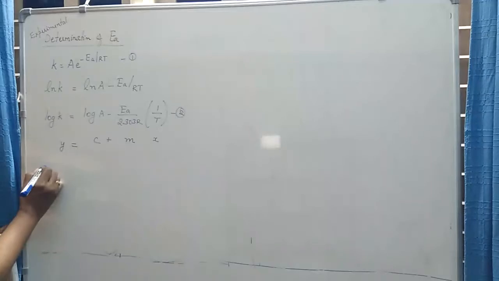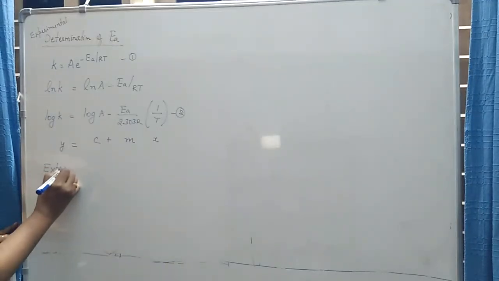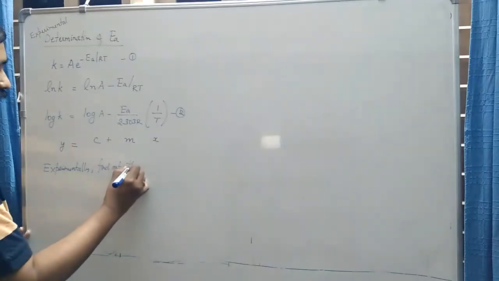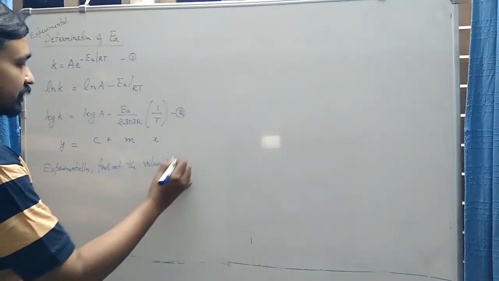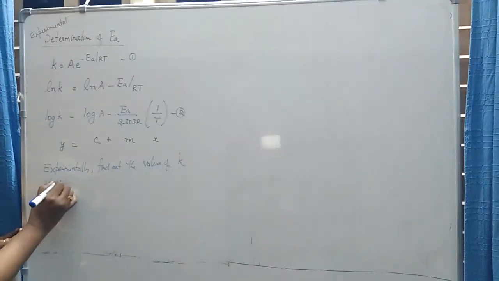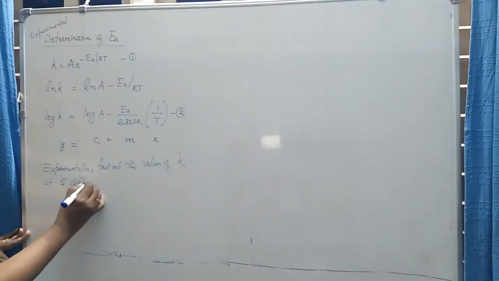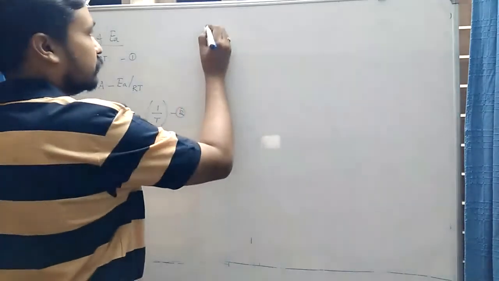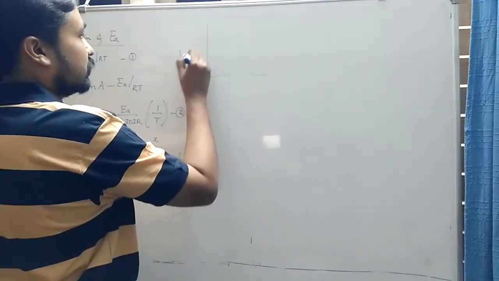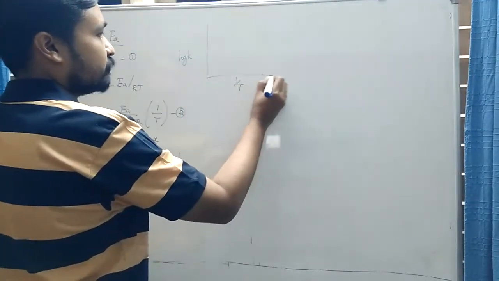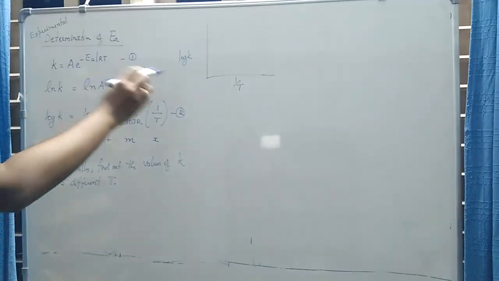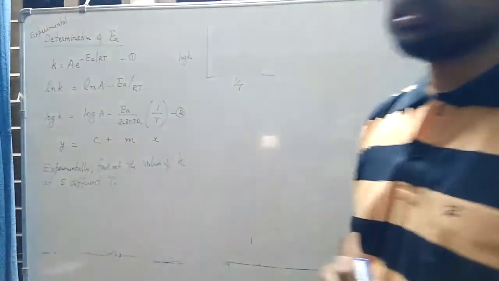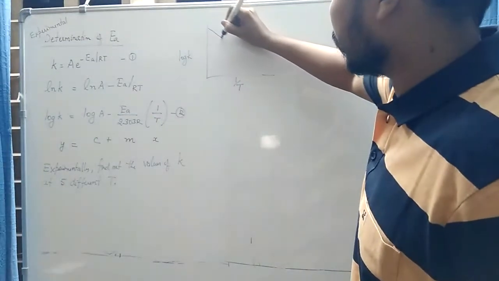So experimentally find out the values of rate constant k at least at 5 different temperatures. Now we can plot a graph of log k versus 1/T, and according to this equation the plot of log k versus 1/T should be a straight line with a negative slope, because you have a minus here, so you should get a straight line with a negative slope.